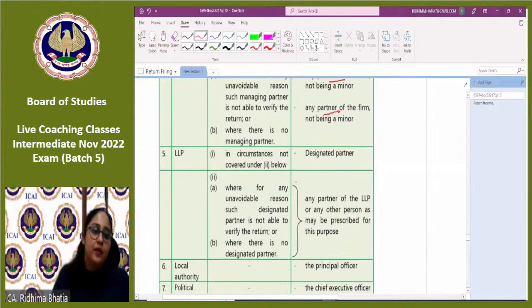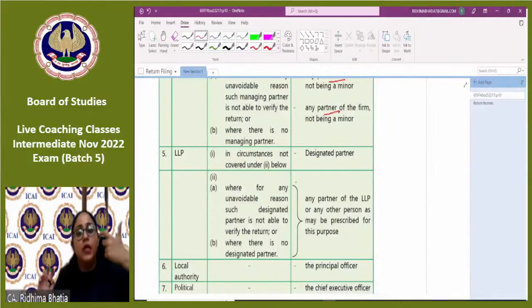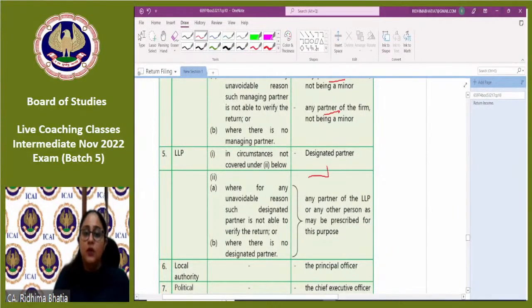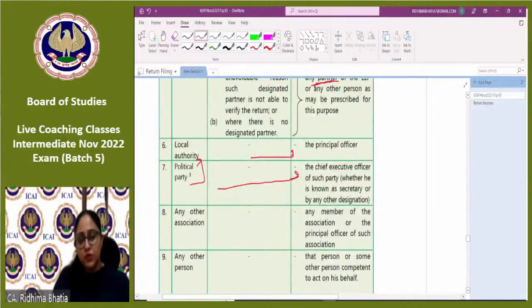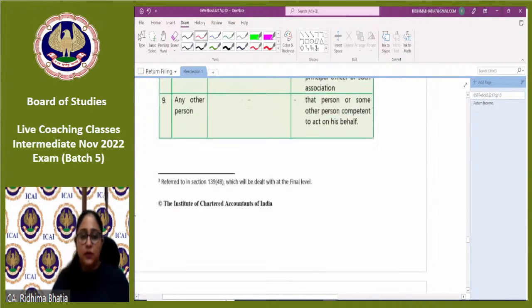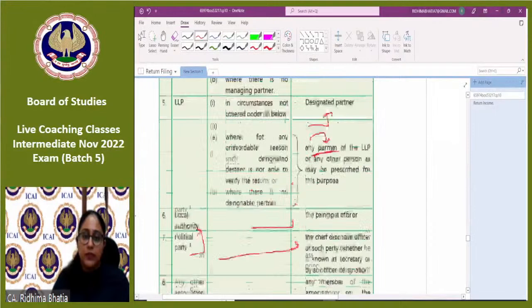LLP के केस में, like companies में we have directors and partnership firms में we have partners, LLP के केस में we have designated partner. So designated partner can verify the return, but if designated partner is not there or is outside India or cannot verify the return, then any partner. Local authorities के case में principal officer does the verification. Political parties, CEO does the verification, or any other case में any member of the association. AOP के case में any member of AOP can verify the return. ठीक है.